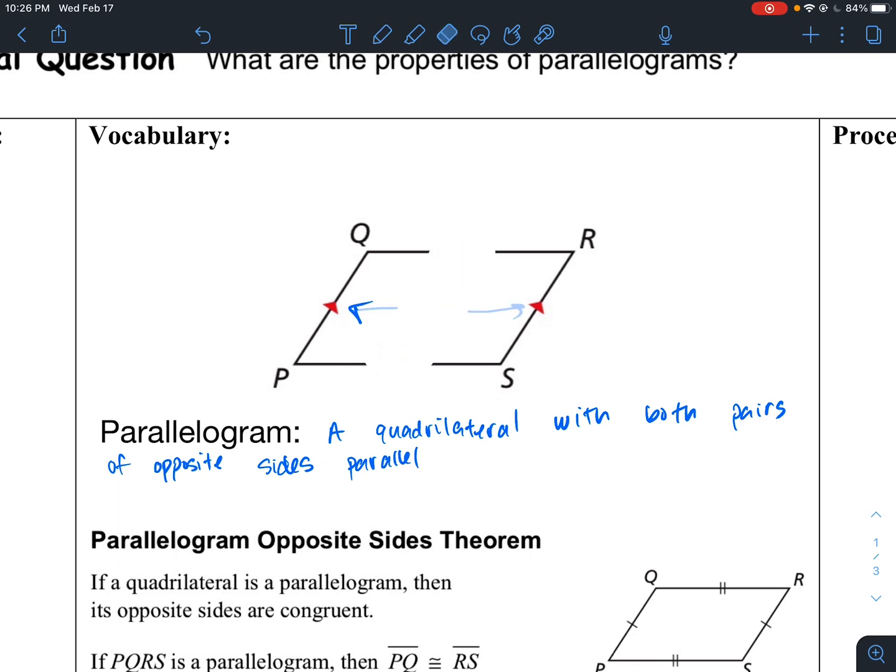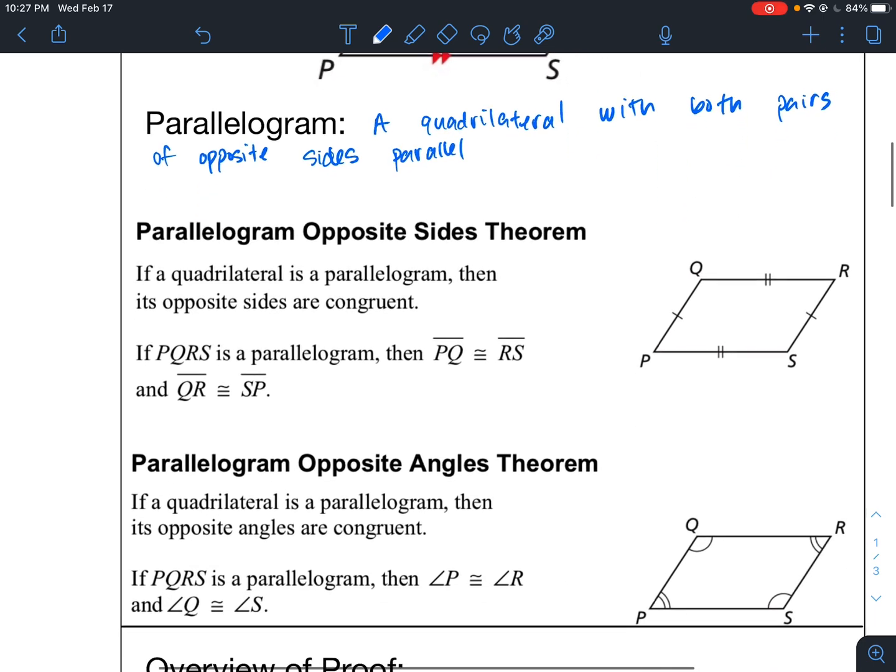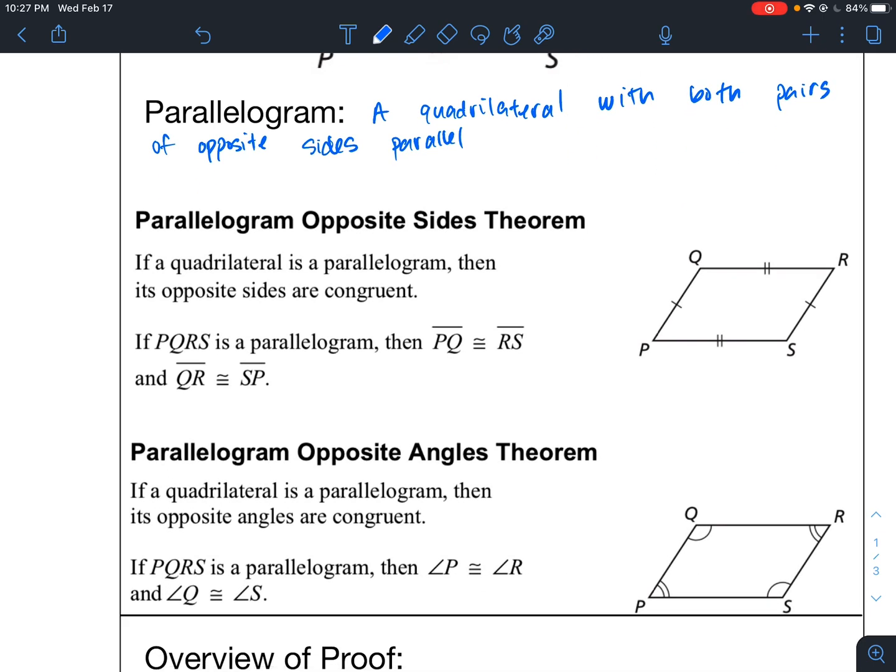Now, parallelograms we'll talk about in another lesson, but a square is a parallelogram because both pairs of opposite sides are parallel. Also, a rectangle is a parallelogram because both pairs of opposite sides are parallel. So that is the definition. Now, to go along with the definition, we have some theorems, okay?